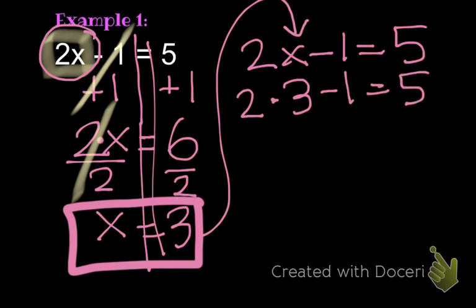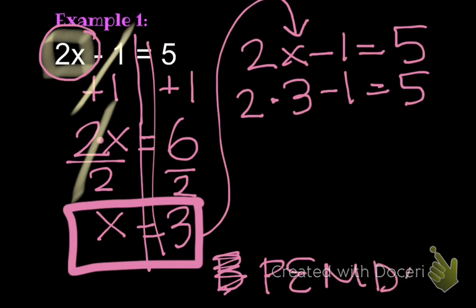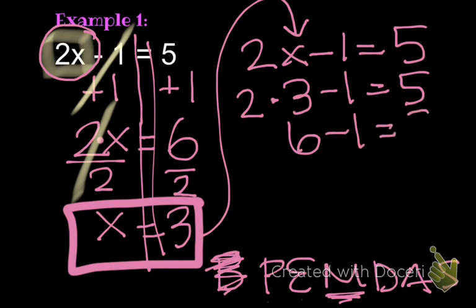Now I'm going to use my order of operations. You guys remember that's Please Excuse My Dear Aunt Sally, or PEMDAS. So I need to do parentheses or exponents first. I don't have any of those, so I'm going to start with multiplication. 2 times 3 is 6, minus 1 equals 5. After multiplication, the only operation that's left is subtraction. So 6 minus 1 is 5, equals 5.